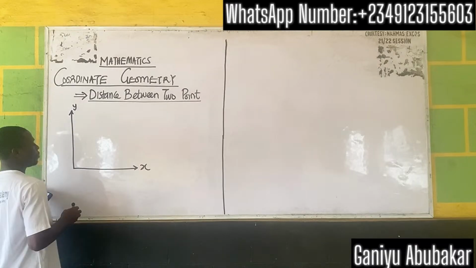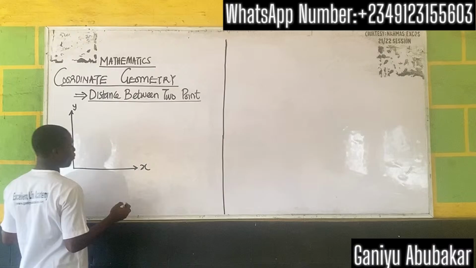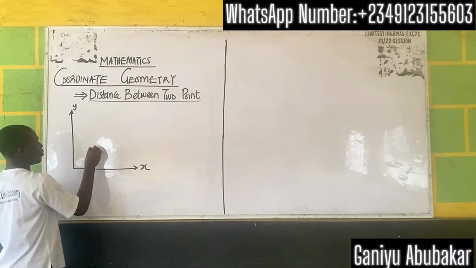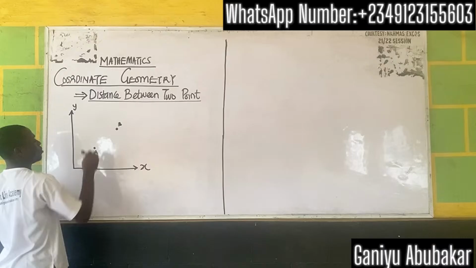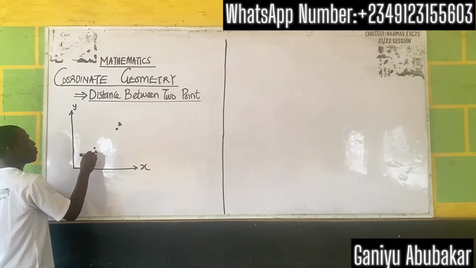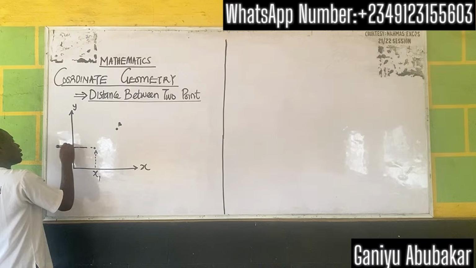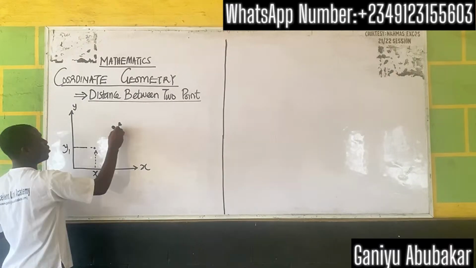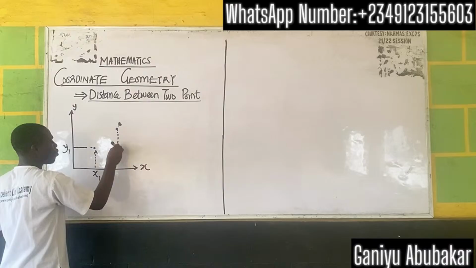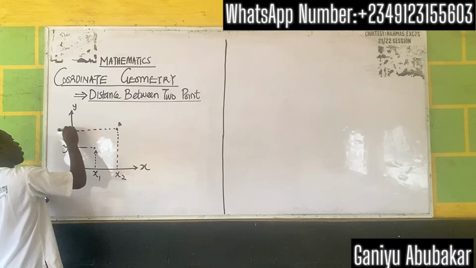Because we said distance between 2 points, let's say I have a point A and point B. So let me pick a point here, point A. Another point here, let me call it point B. This point A will have a corresponding x, x1, and a corresponding y, y1. This B will also have a corresponding x, that's x2, and a corresponding y, that's y2.